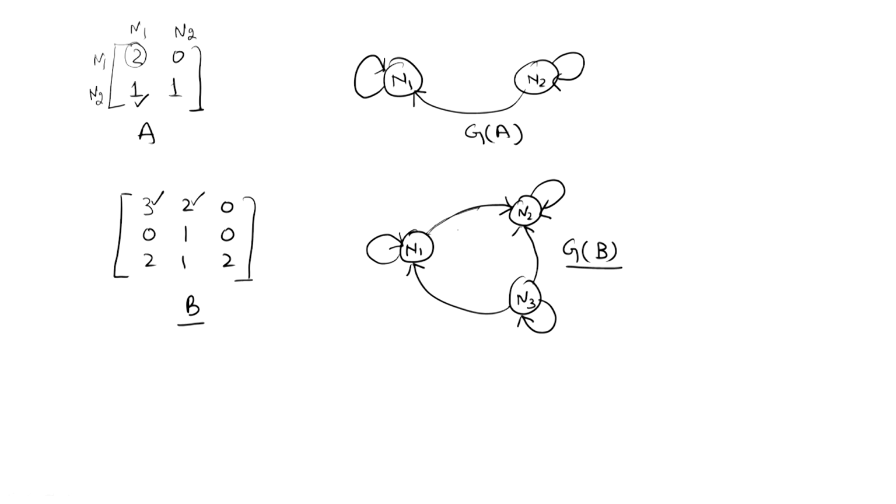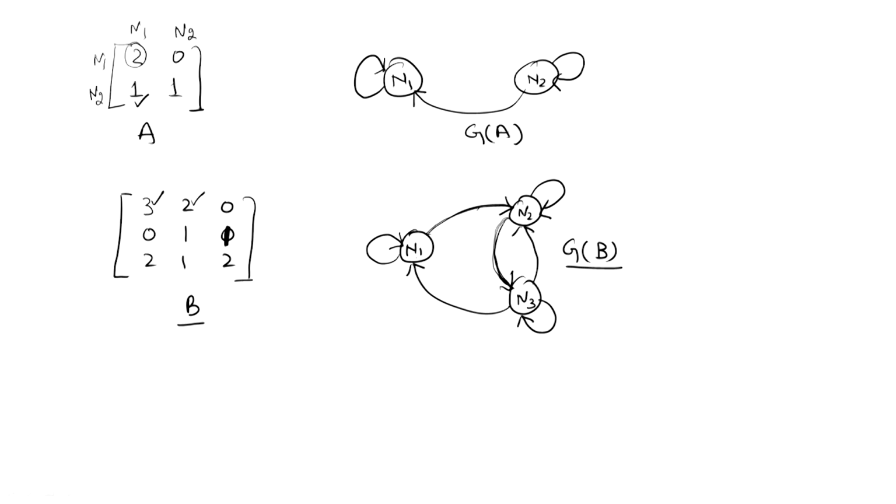Yes, but if I have an edge like this, meaning the 2 to 3 entry is 1, then I will have this edge. Now I have a connection from n1 to n3, because I will go from n1 to n2 and then n2 to n3. I can move from n1 to n2, and I can move from n2 to n3.